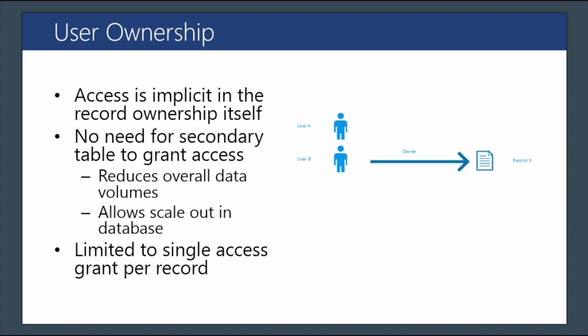With user ownership, access is implicit in the record ownership itself. So there's no need to maintain a secondary table to determine access grants when you're using the user ownership model. This is important because it reduces overall volumes of data in the system, and it allows you to have nice scalability within the system. As we go into some of the other models for access control, you'll see where these secondary tables come into play, and some tips and tricks and rules to be mindful of.